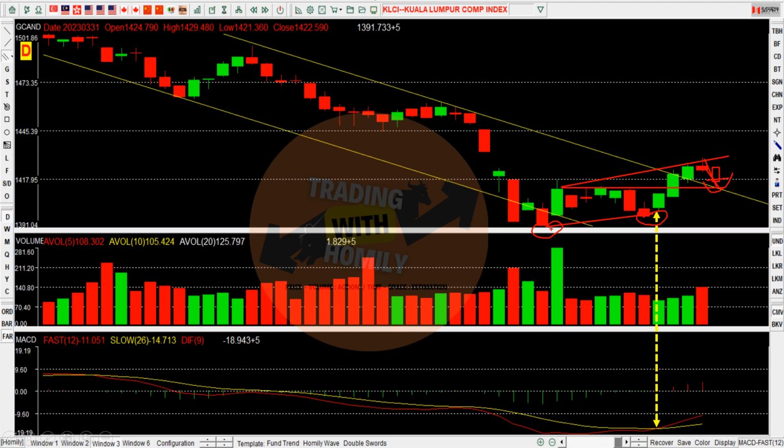If the price corrects, the first support is here, and then the second support will be here. But we need to know that the trend is for a rebound only, because we can see the price is running below the zero line. That means the price is still in a weak area.